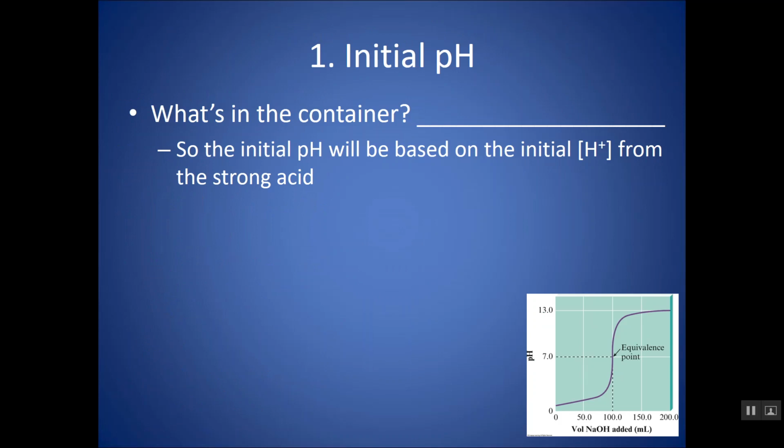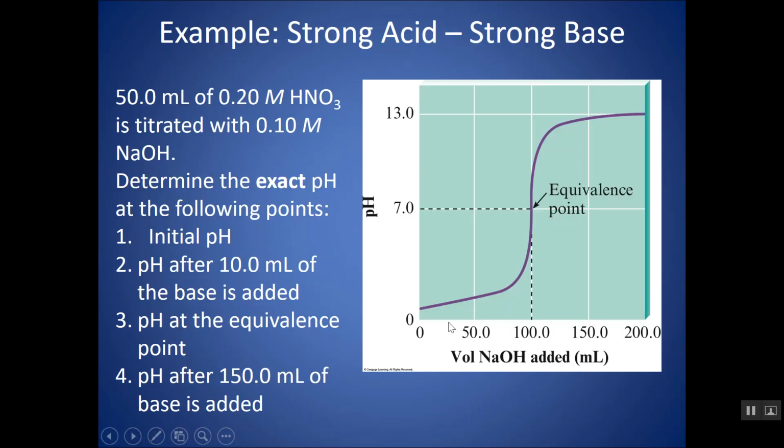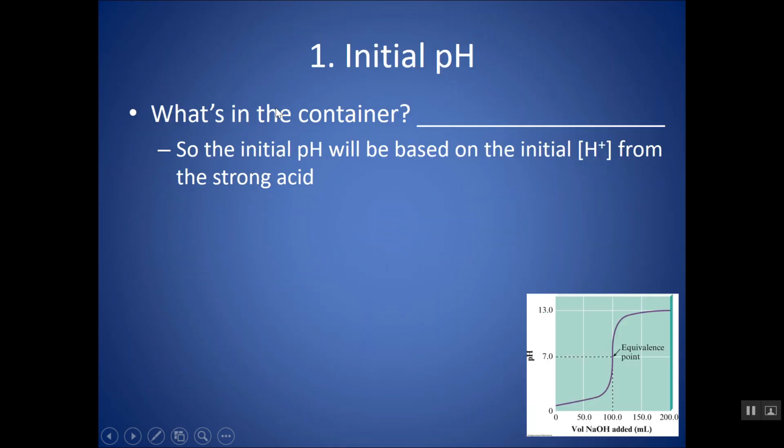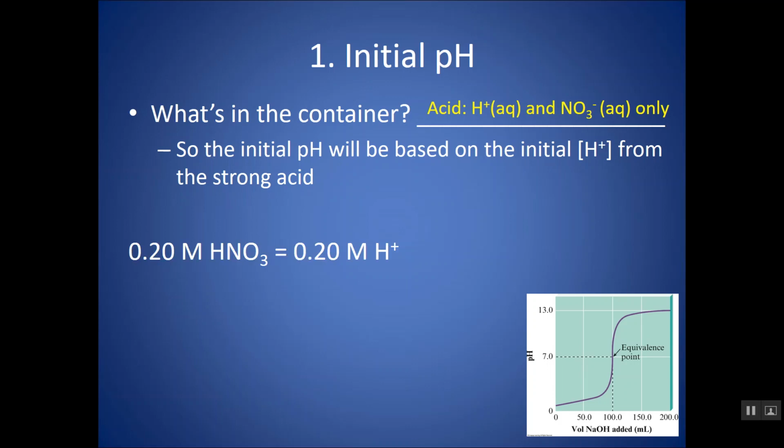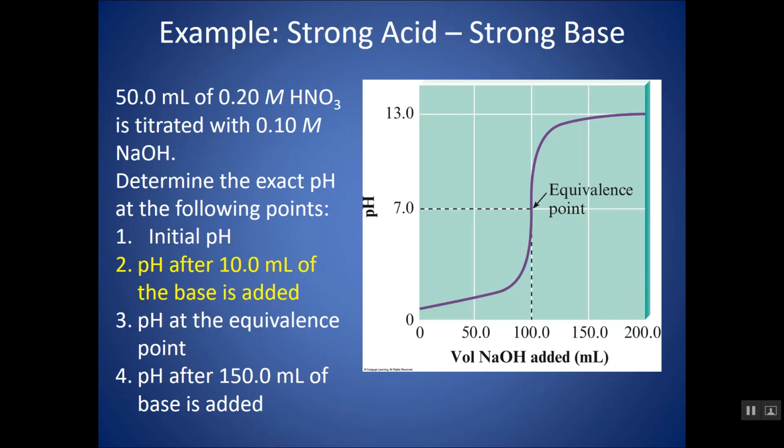So initially, what's in your container? It's the volume of base that you're adding, so initially, it's just your acid in your container. Remember it's a strong acid, so it's going to completely, 100%, ionize into H plus and NO3 minus. That's the only thing present in your container before any base is added. So the initial pH is just going to be based on the concentration of H plus. Take a moment and solve for it. If I have a 0.2 molar solution of nitric acid, that's also 0.2 molar H plus. So if I just do the negative log of 0.2, I get 0.699. So that's my pH.